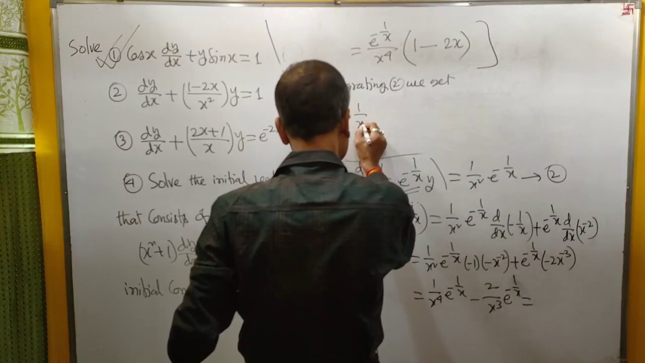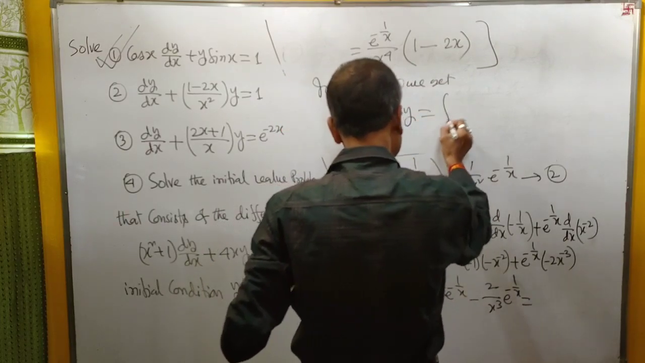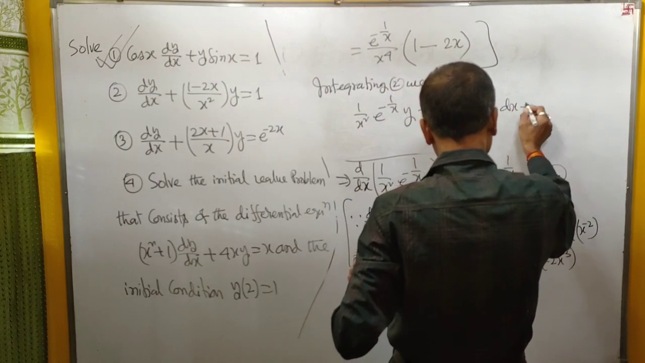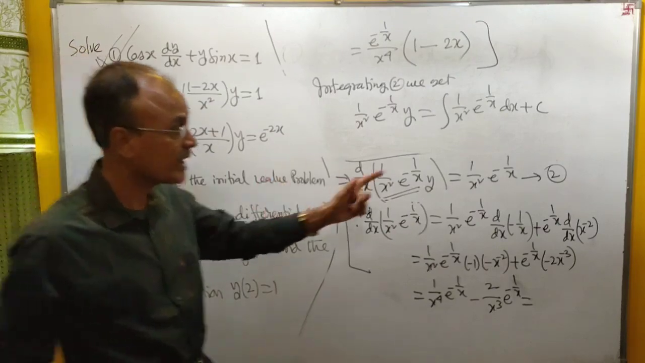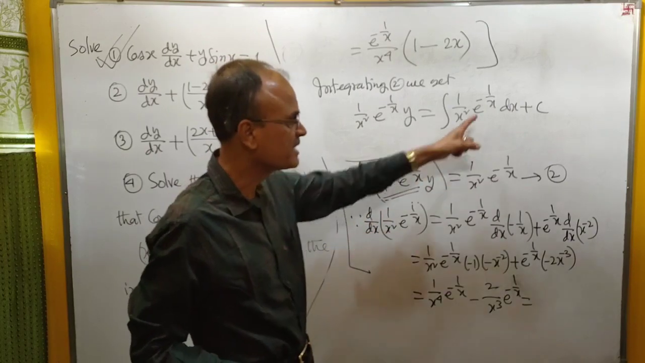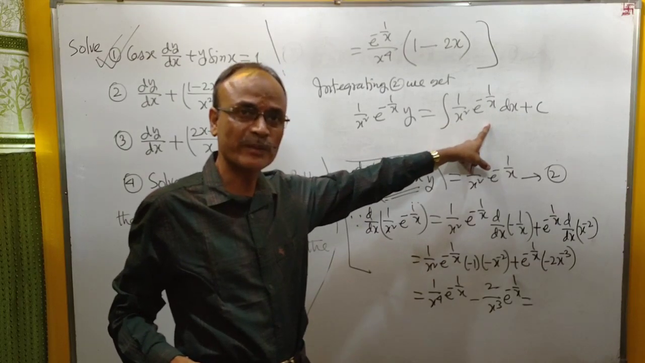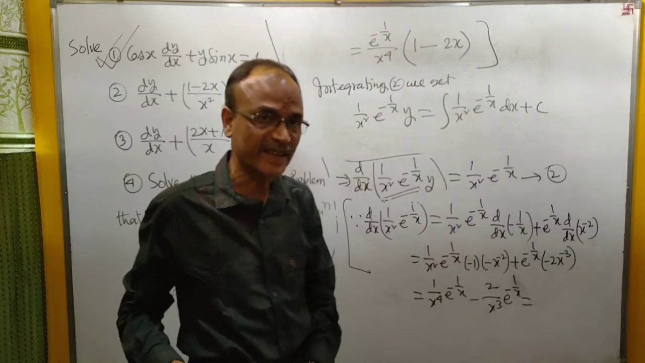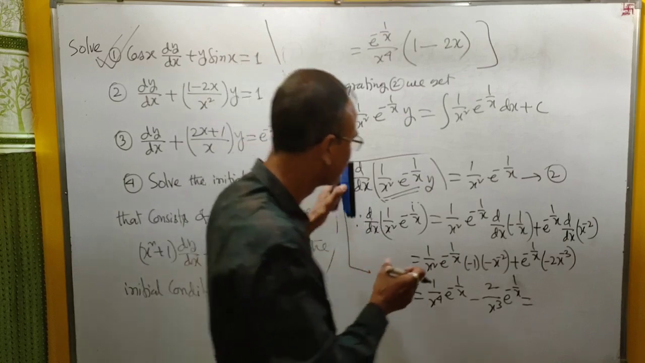1 by x square e to the power minus 1 by x y equal to integral 1 by x square dx plus c. Integrating we get this. Now we have to integrate this one. If you differentiate minus 1 by x, what is the differentiation of 1 by x? Minus 1 by x square. What is the differentiation of minus 1 by x? It is plus 1 by x square. Therefore, put minus 1 by x equal to z.